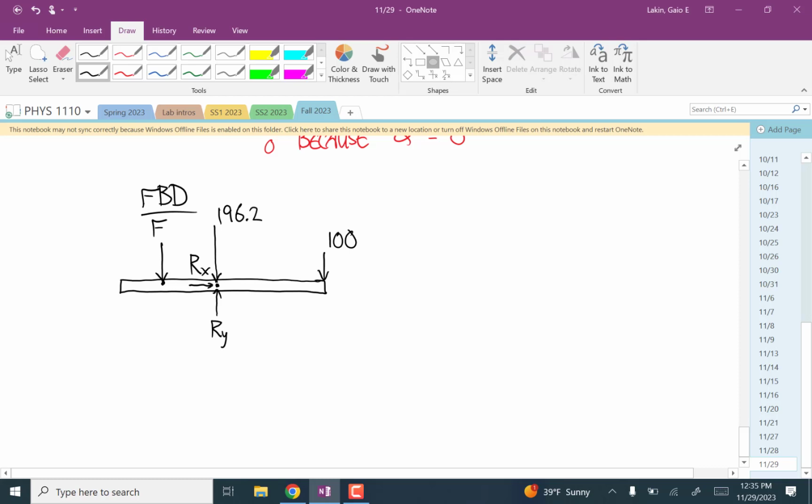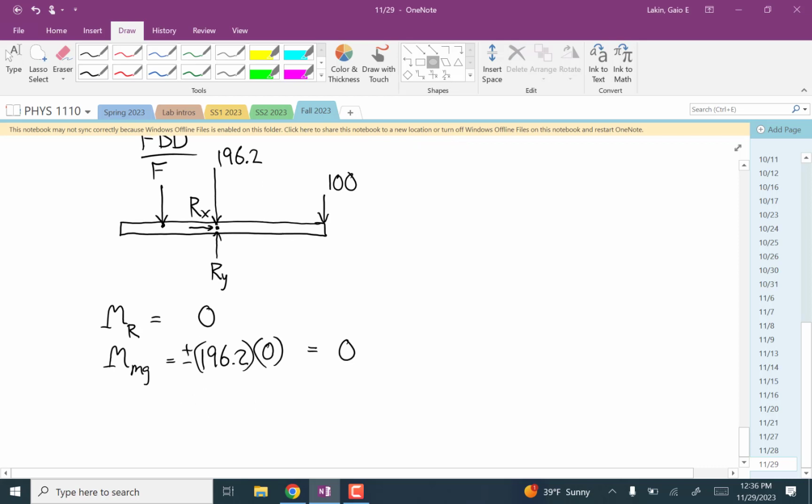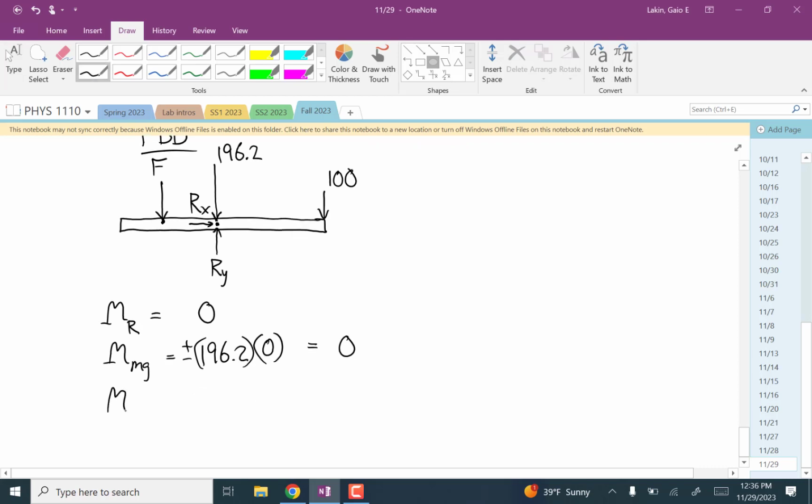So now we can calculate the moments for each of these forces. The moment produced by those forces R is 0, like always. The moment due to gravity. Well, what's the distance from the weight force to the hinge? 0, yep. So this one is going to be plus or minus 196.2 times 0. So that's 0.